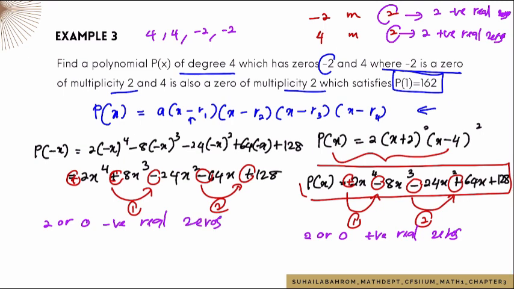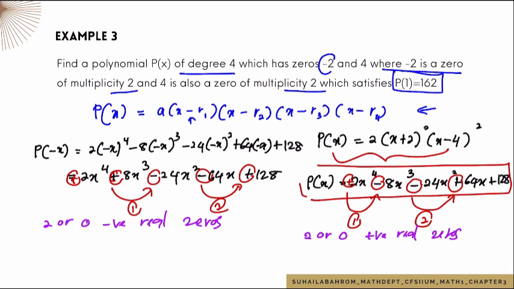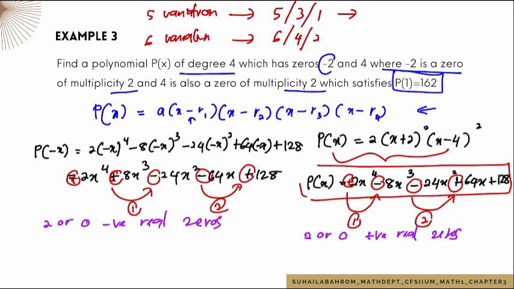So let's say you have 5 variations. So the possible positive or negative real zeros are 5 or 3 or 1. Let's say you have 6 variations in sign. So there are 6 or 4 or 2 or 0 possible positive or negative real zeros.